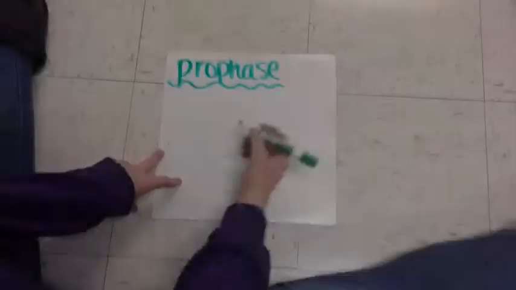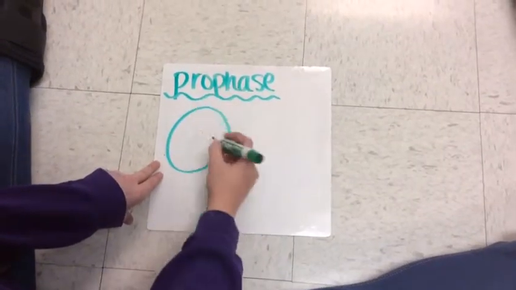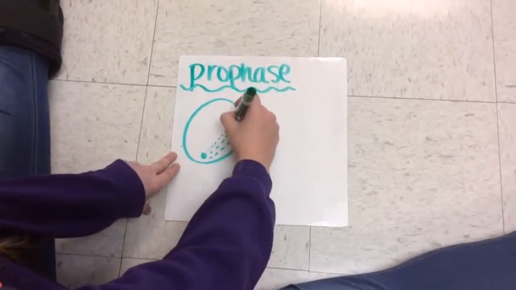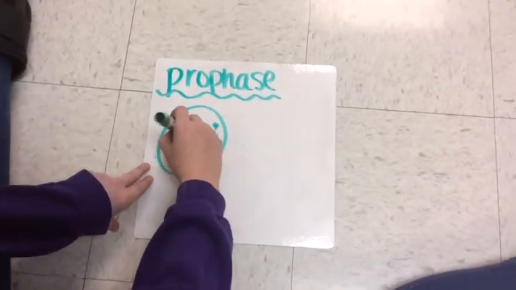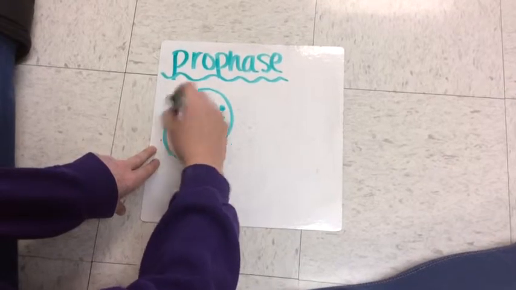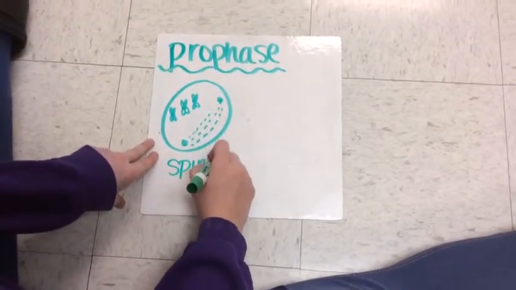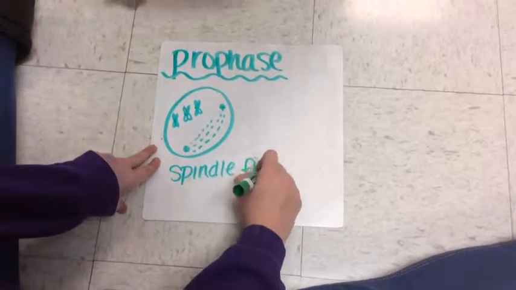In prophase, the chromatin coils to form chromosomes and the nuclear envelope and nucleolus disappear. In animal cells, the centrioles move to opposite poles and it starts to form the spindle apparatus. In plant cells, centrosomes form and move to opposite poles and it starts to make the spindle apparatus also.